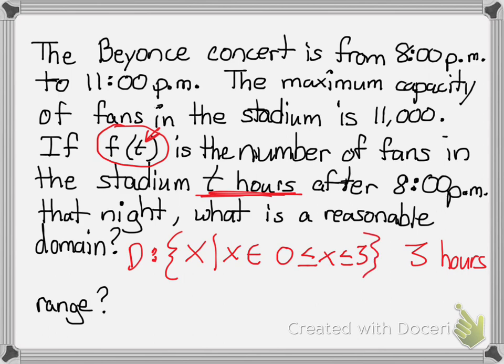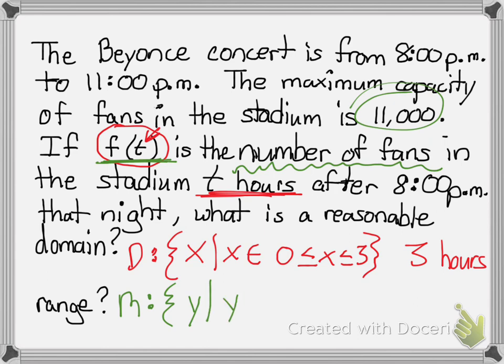Now, for my range, in that same sentence where it says if f of t is the number of fans, well, that's my range right there. This whole f of t represents the number of fans. How many fans do I have? You got it, 11,000. So my range, which represents the y values, is going to be an element from 0 to 11,000. And that's it.